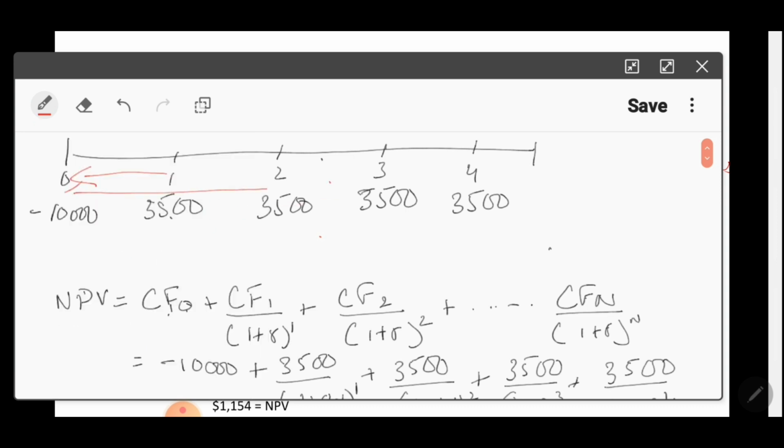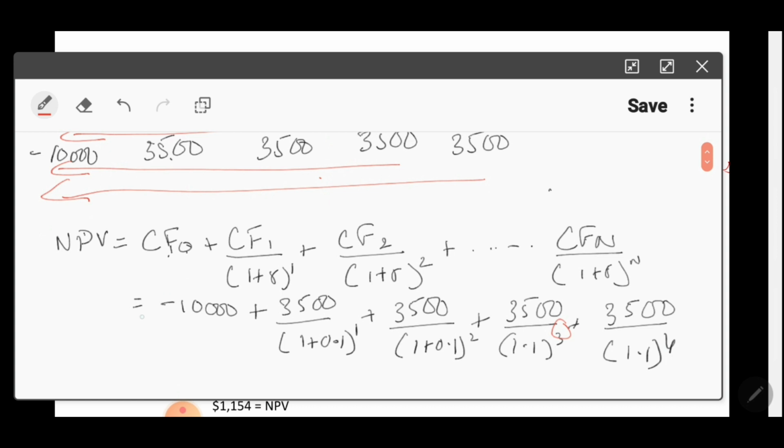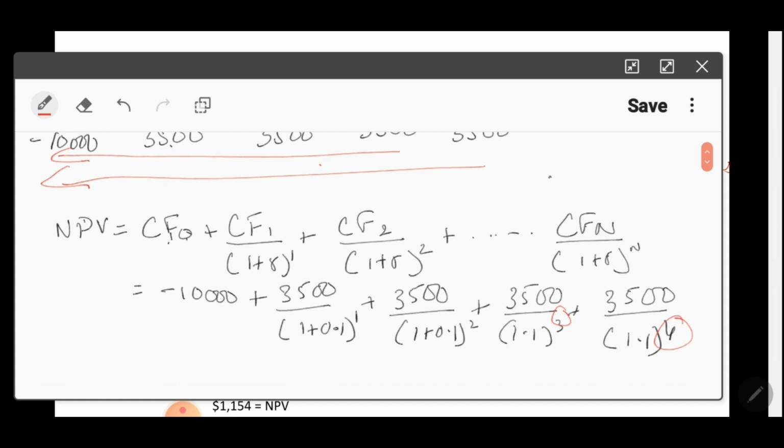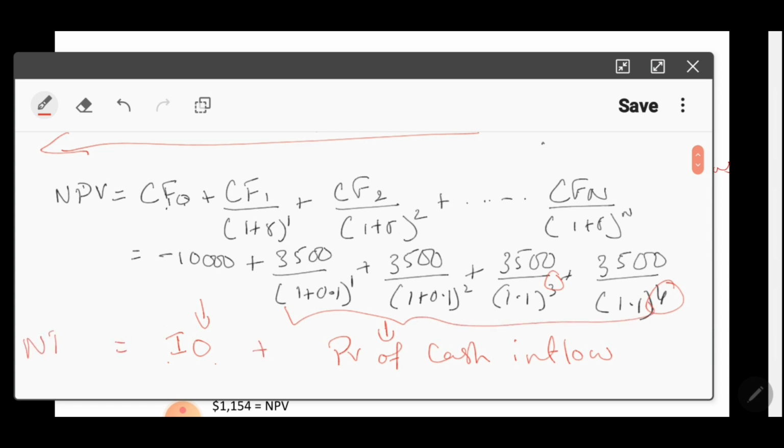So over here this is going back 2 years, so power 2. This is going back 3 years, so power 3. And this is going back 4 years, that's why you're using power 4 in this case. So if you calculate this, you will get the NPV. This is your initial outlay over here, and this is the present value of your cash inflows. So basically this is your NPV formula.